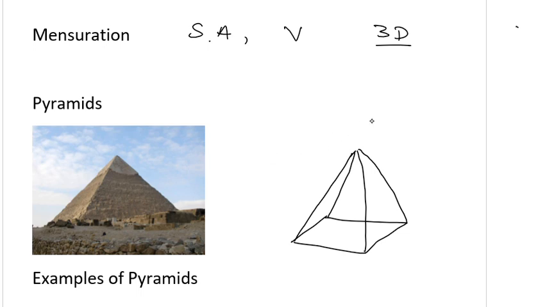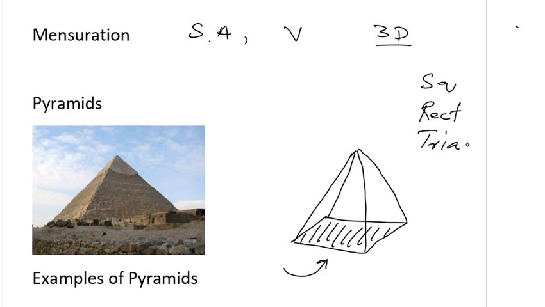Before moving further, keep in mind that there are different types of pyramids depending upon the base of the pyramid. This is the base. There are some pyramids which have a square base. Then we have some rectangular based. Then we have some triangular based pyramids. So, according to the shape of their base, we differentiate between different pyramids.